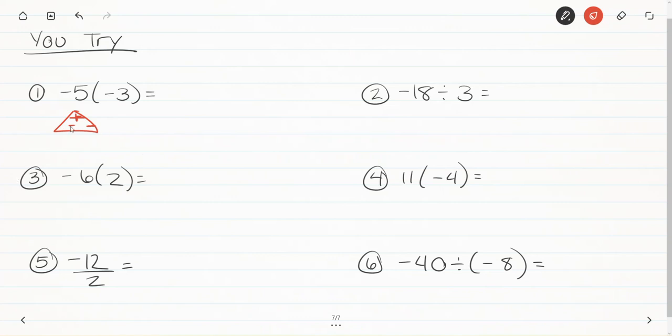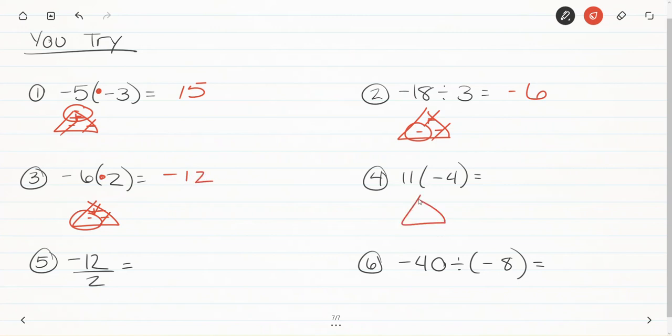So for the first one, I have a negative and a negative with a positive left, and 5 times 3 is 15. I have a negative with a positive, so the answer should be negative, and 18 divided by 3 is 6. I have a negative with a positive, so I'm left with a negative. 6 times 2 is 12. I have a negative with a positive, so I have a negative answer left, and 11 times 4 is 44, so I end up with an answer of negative 44.